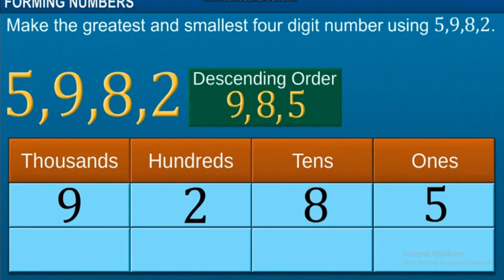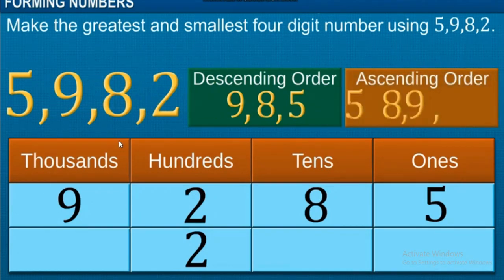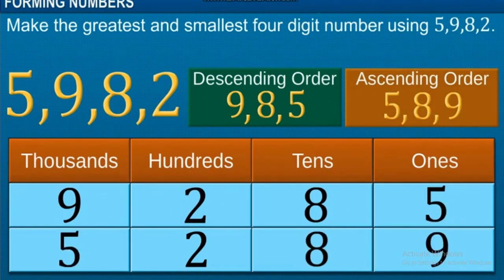To form the smallest four-digit number, placing 2 in the hundreds place, the other digits must be arranged in ascending order. The number formed is 5,289, which is the smallest number with 2 at the hundreds place.